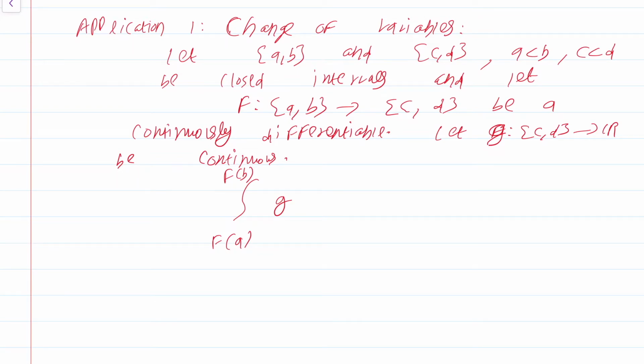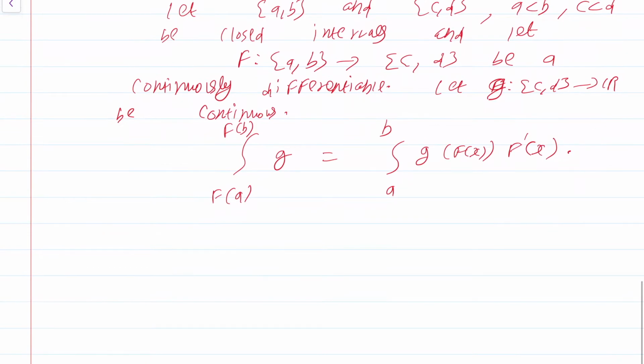So integral f of a to f of b of g, as you all know, is nothing but integral a to b of g of f of x times f prime of x. Okay. So why is this true? Let's see a proof.